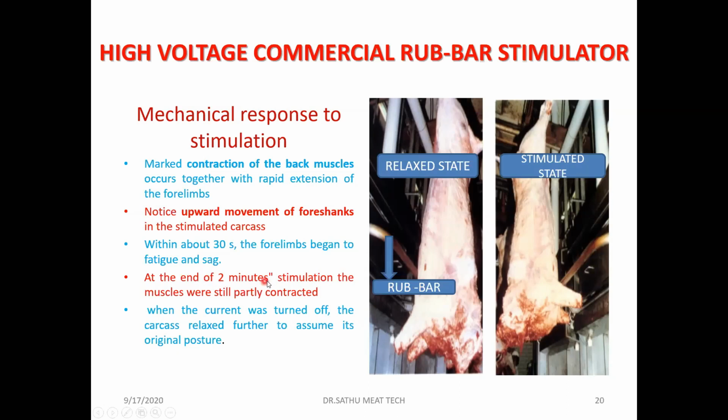At the end of the 2 minutes of stimulation, the muscle will still be partially contracted. When the current was turned off, the carcass relaxed further to assume its original position. So when you stop the electrical stimulation, it will come to this position. Again the limbs will become flaccid, like the forelimbs also became flaccid.